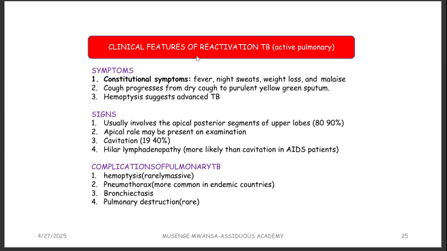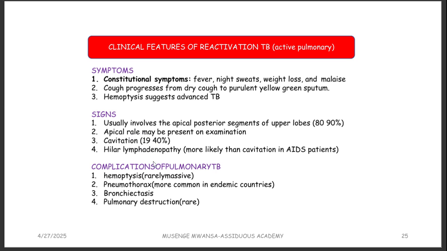In TB, someone is also going to be coughing blood. So don't ask them, do you have hemoptysis? Ask them, do you cough? When you are coughing, do you have blood as you are coughing? Some signs you will be looking at: remember we said this involves the apical segments, specifically the apical posterior segment of the upper lobes. There is also going to be cavitation and involvement of the hilar lymph nodes.